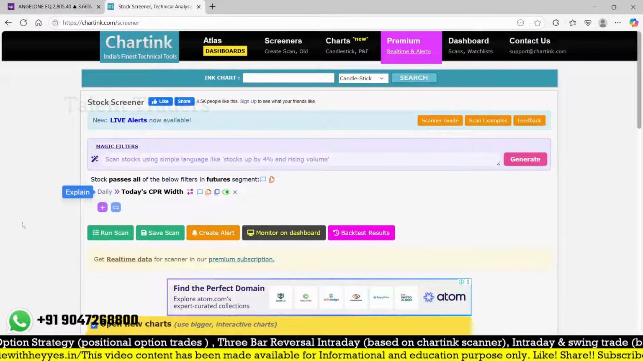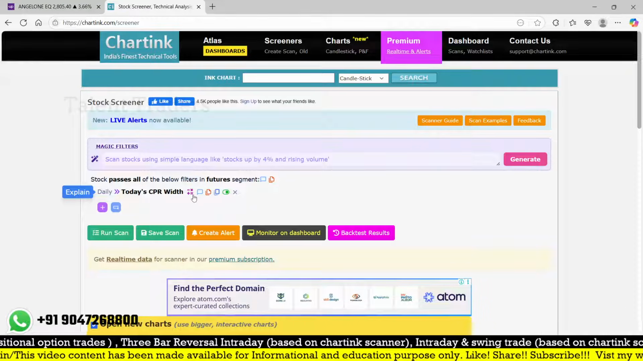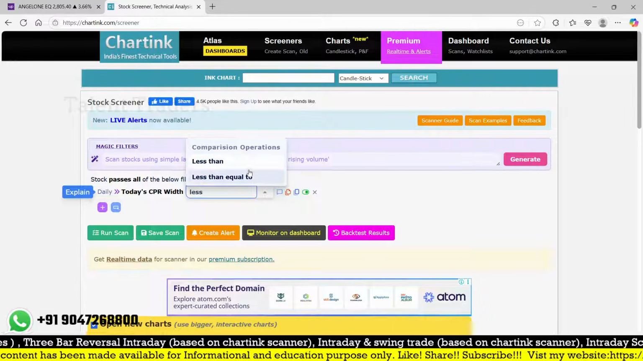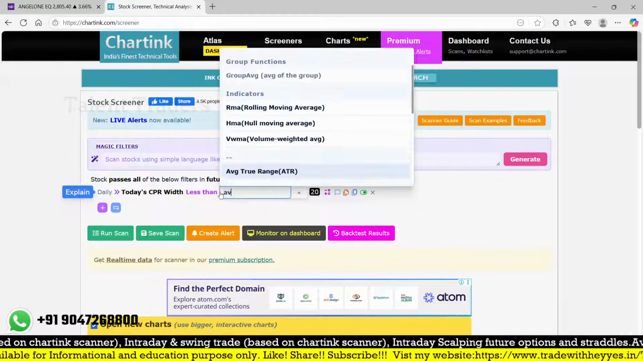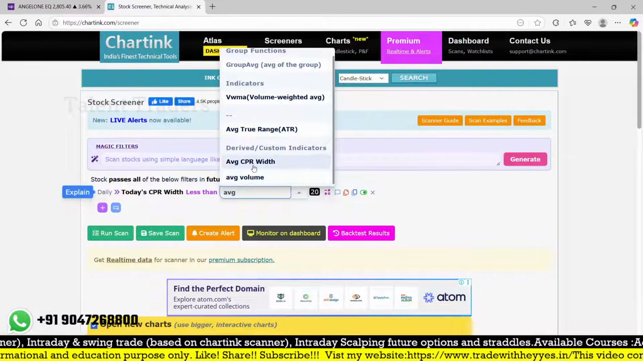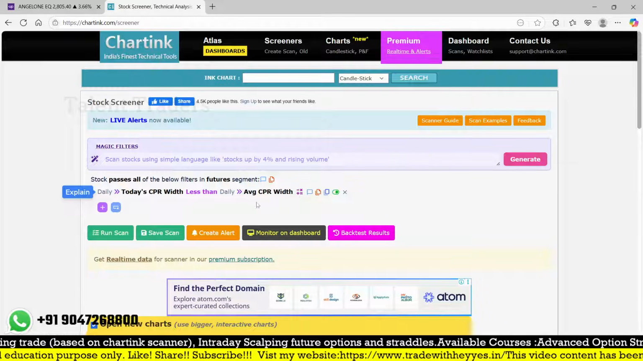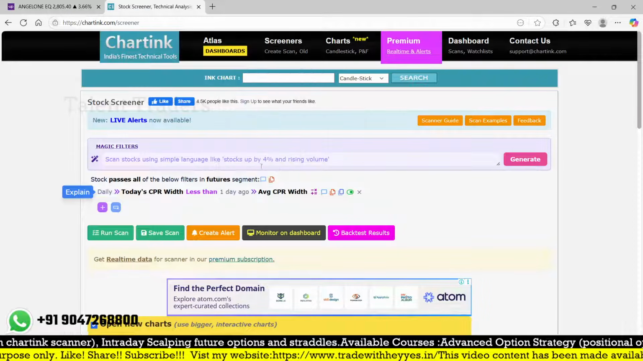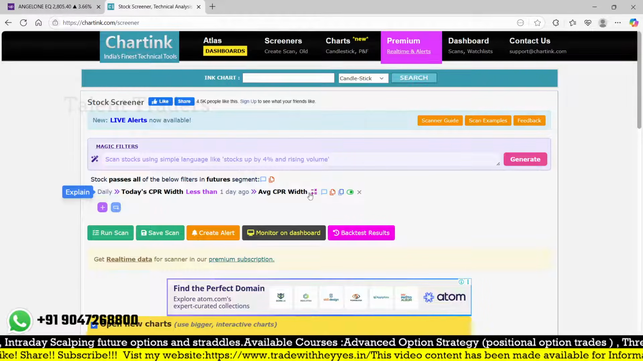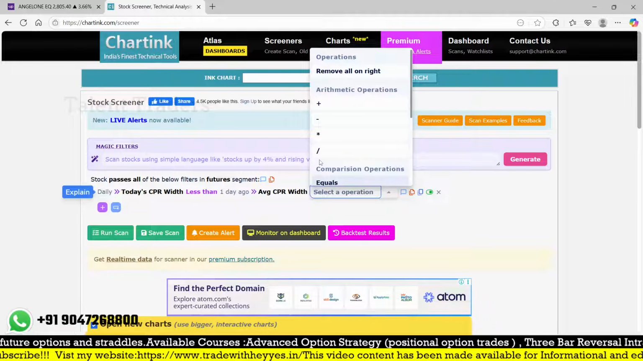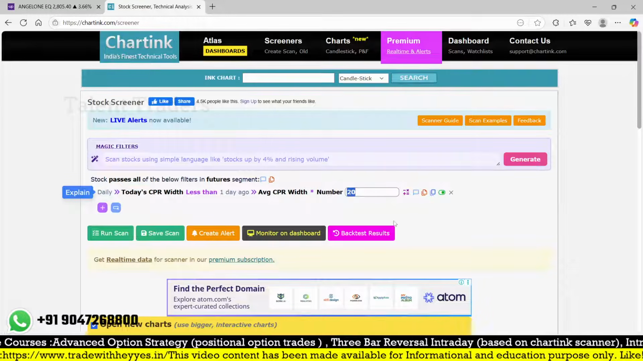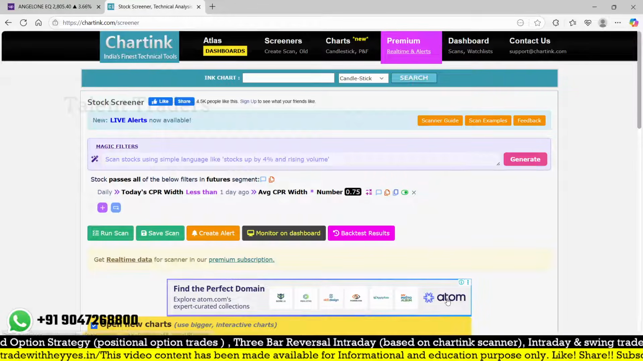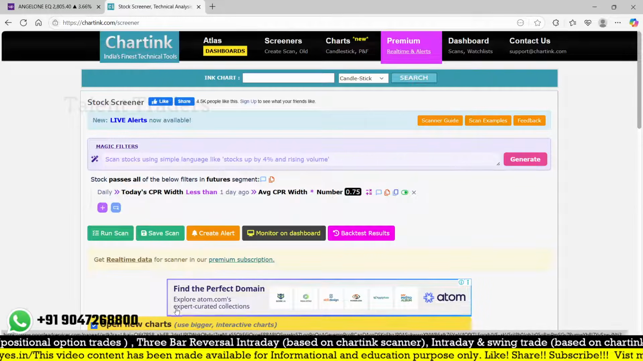Or we can use this also. Today's level must be less than the 10 days average. We have already created the average CPR width, which is the 10 days average. If you are using 1 day ago, the 10 days average width should be less than 0.75. So we can mention how much the average width should be less than.